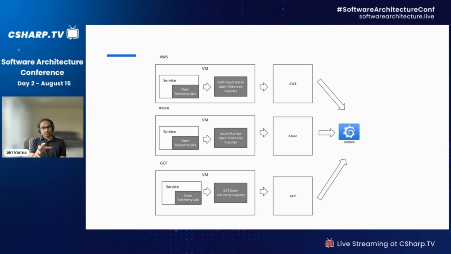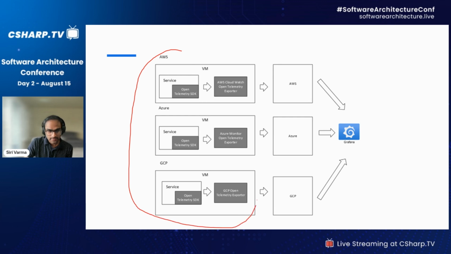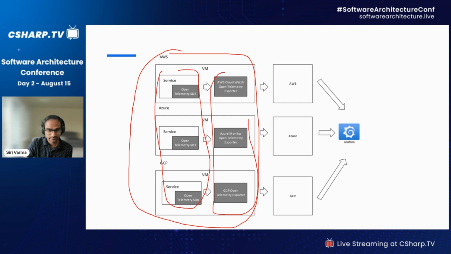Now, this is how the scenario would play out when you're using more than one cloud, right? In all the 3 cases here, what I have is the VM service and the SDK. None of these change. The only thing that changes is a package, which is your exporter, right? These are the only things that change. And then, of course, the backends, wherever you want to export.